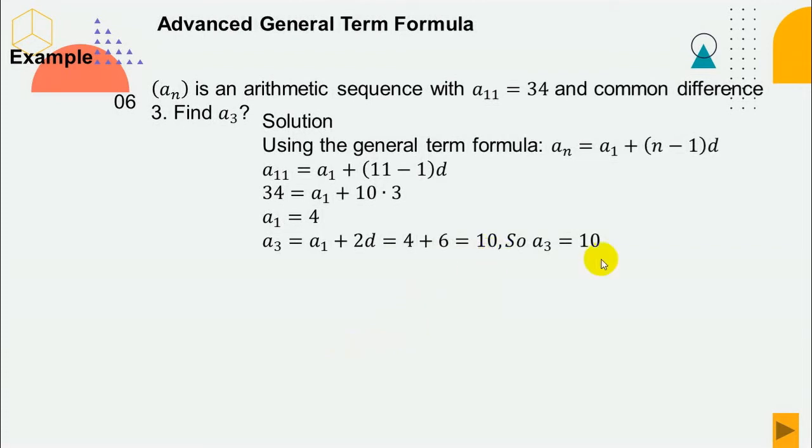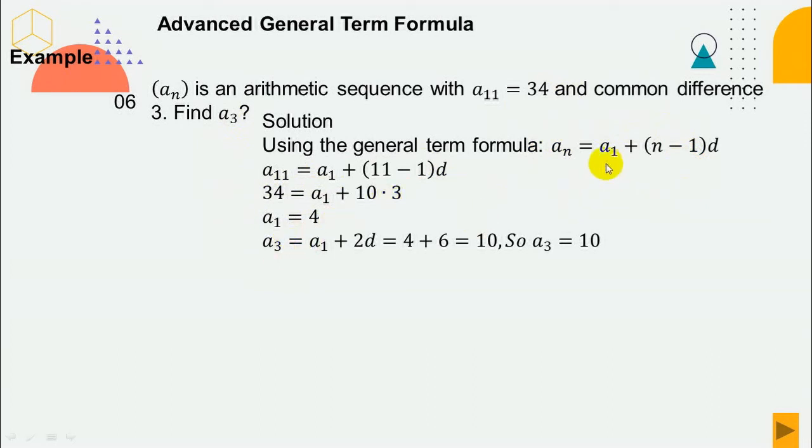So the general term is the nth term equals the first term plus n minus 1 times d, right? Because we have the 11th term is 34, you can change n to be 11. The 11th term equals the first term plus 11 minus 1 times d. The 11th term is 34, and because we don't know the first term, you need to find the first term. And then you get the first term is 4. And then you can continue to find the third term using the general term.